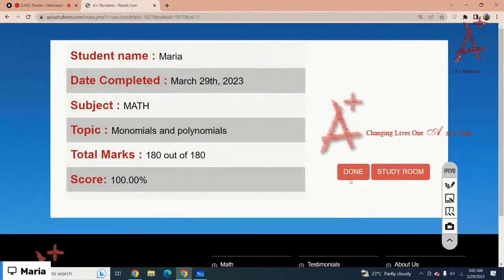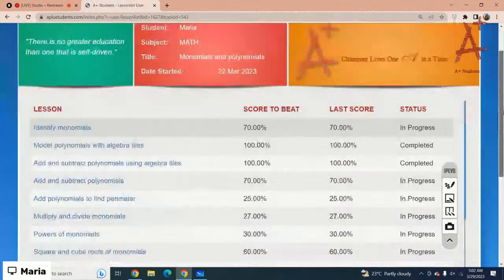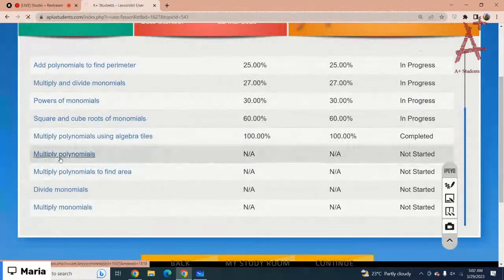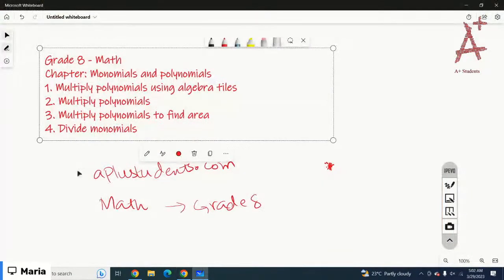Okay, the next lesson is we are working on grade 8 maths. The chapter we're working on is polynomials and monomials. And the lesson we're going to start is multiply polynomials. Got it? Now we're going to learn how do we multiply the polynomials. Let's just start with the first example. Let me just write it down on the board.